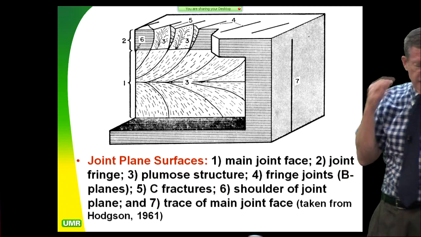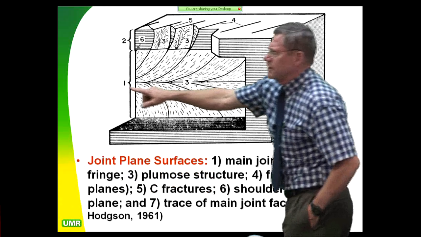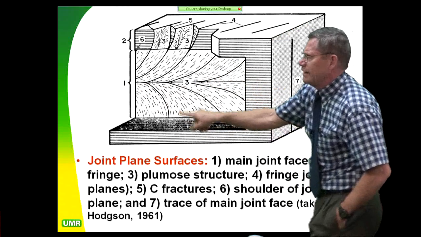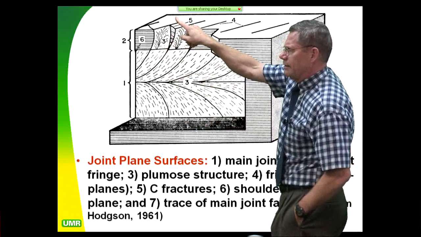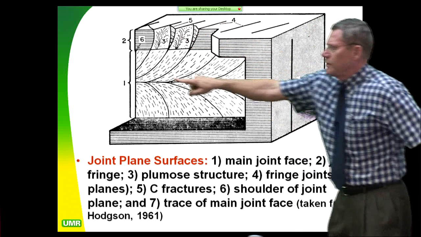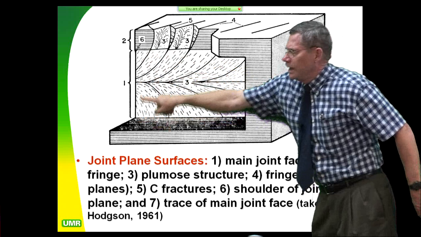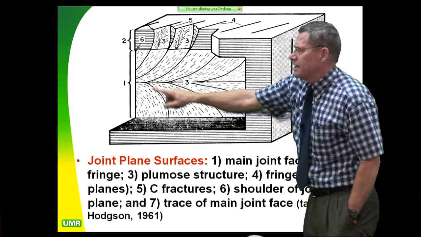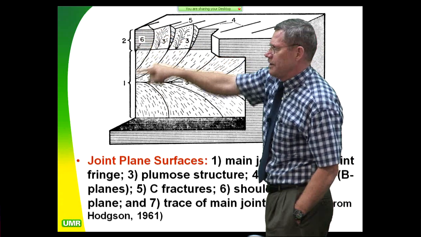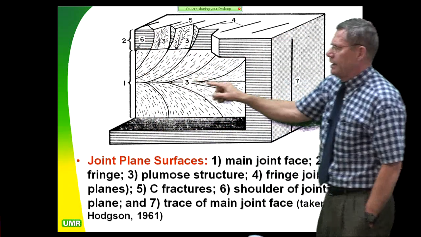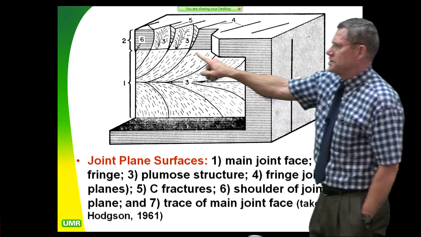Now here's what you were just looking at. So you have the plumose structure coming up, and then the conchoid was going around like that. And as you get up here, you start getting these C fractures. So if we look on here, you have the main joint face, number one. Number two are the joint fringes. So this is the joint fringe up here. And you'd have another one down here. Sometimes you can't see it. And then number three are the plumose structure.